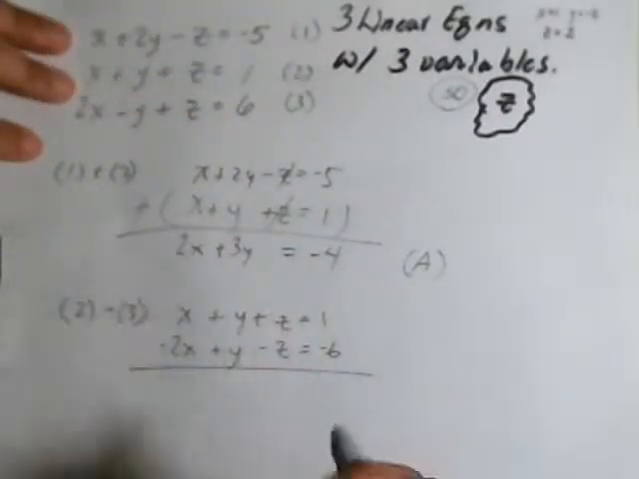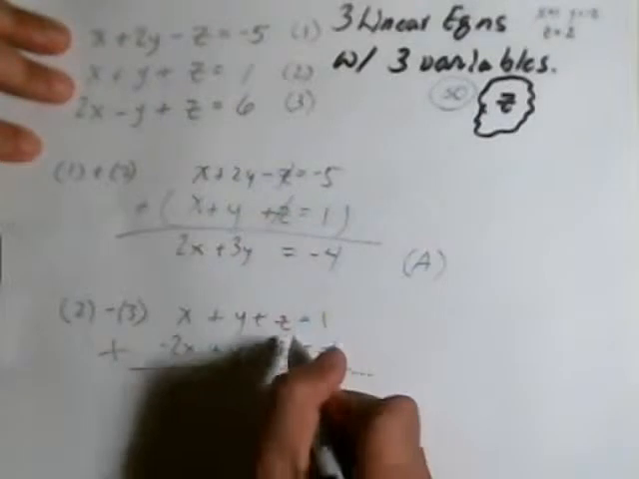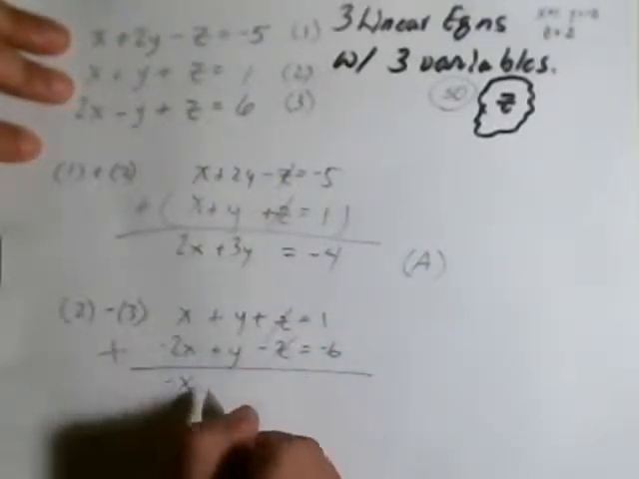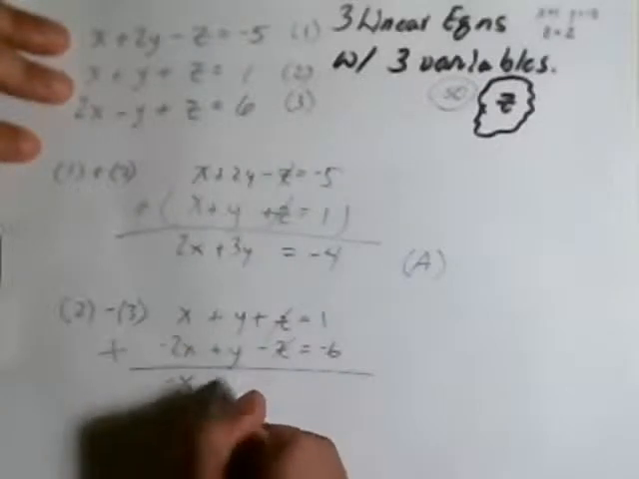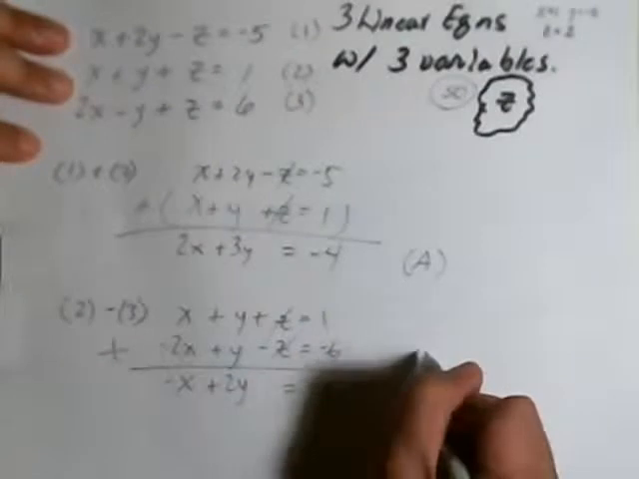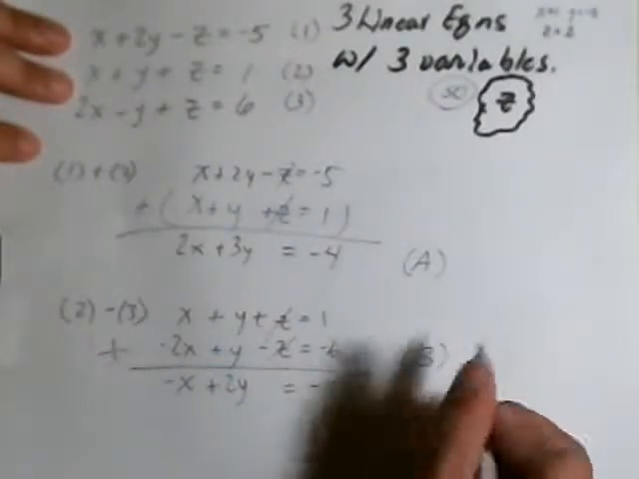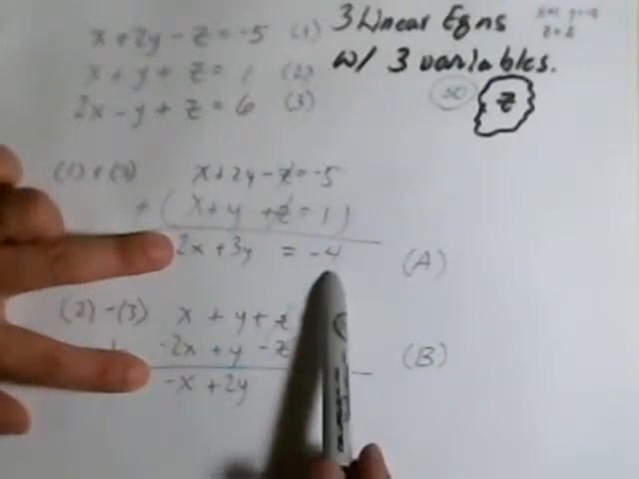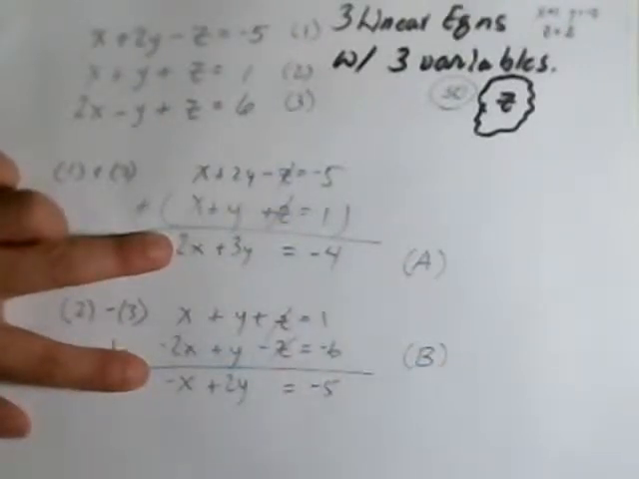We add them up. We also notice that the z's cancel here. x minus 2x is negative x. y plus y is 2y. 1 plus negative 6 is negative 5. That is equation B. So we're down to two equations with two unknowns, which is pretty simple because you've done two equations with two unknowns.